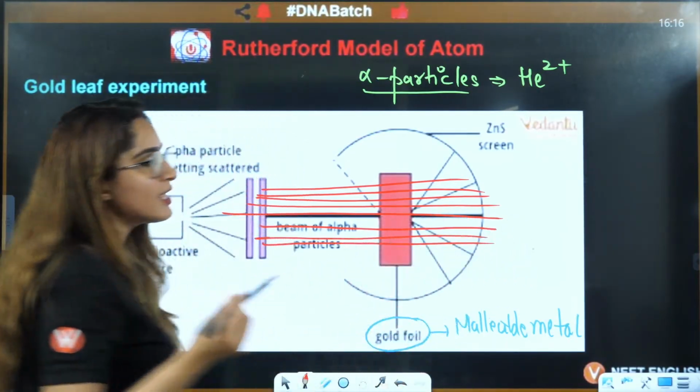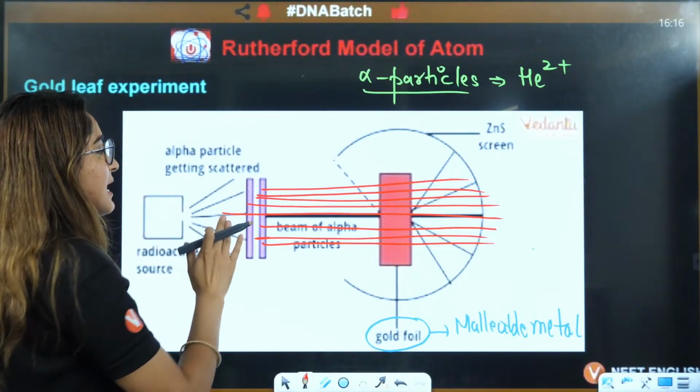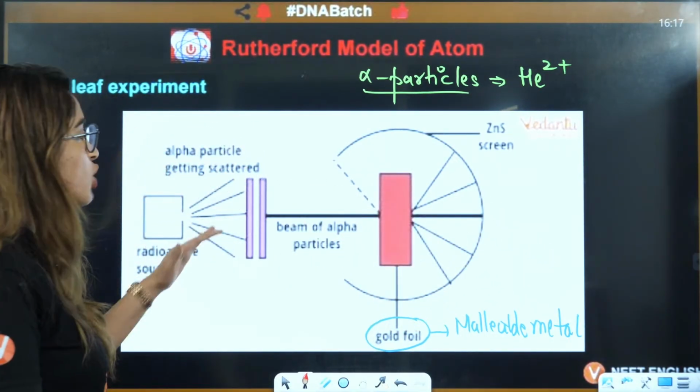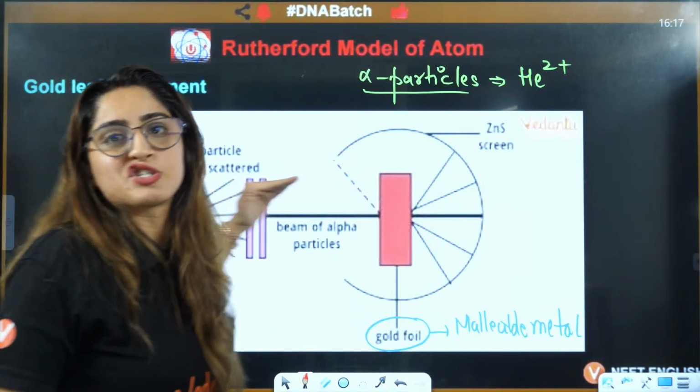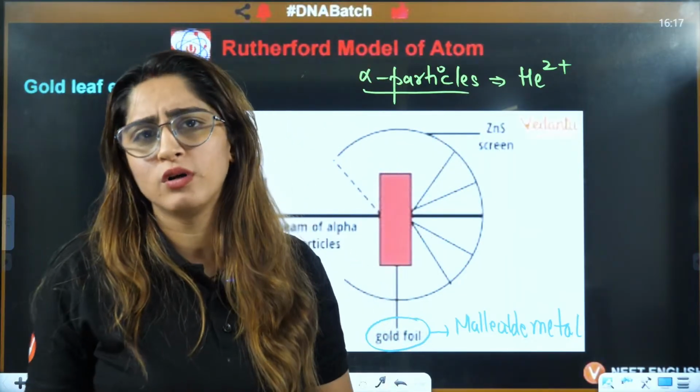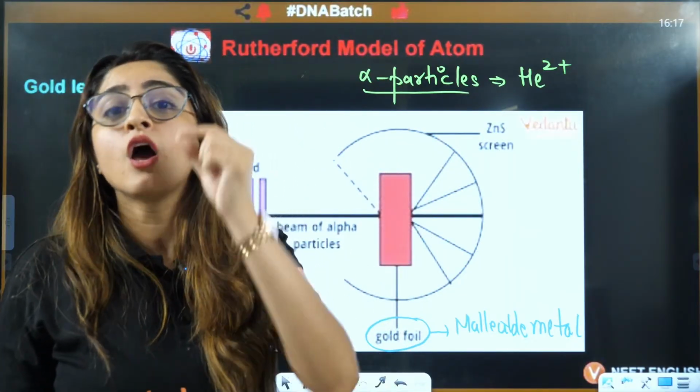But in reality, something else happened. In reality, most of the alpha particles passed straight, some of them got deflected, and very few, one out of 20,000, got bounced back.